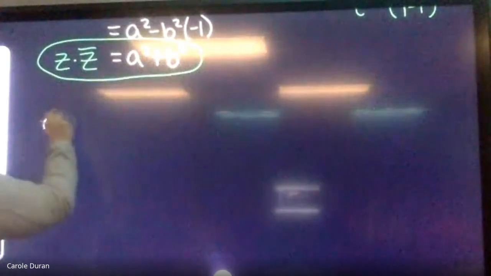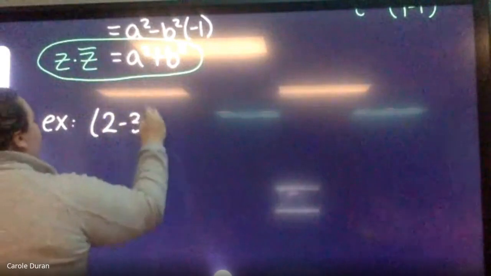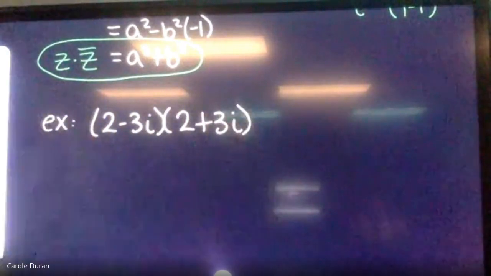So let's do some actual numbers with this. The example I would like to do is 2 minus 3i times 2 plus 3i. All right, let's try to do this one by ourselves. You guys are going to FOIL this one out all by yourselves, and then we're going to see what it comes out to be.